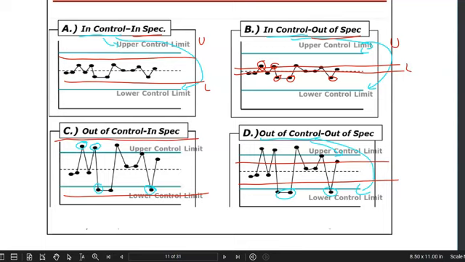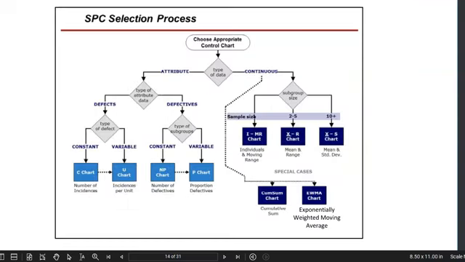Spec limits, on the other hand, are limits that are obtained from interviewing and understanding our customer needs. So to create a control chart, we need to consider the type of data and the size of the data that we're collecting. So we usually run through some sort of a decision tree like this. It might be something you do manually.